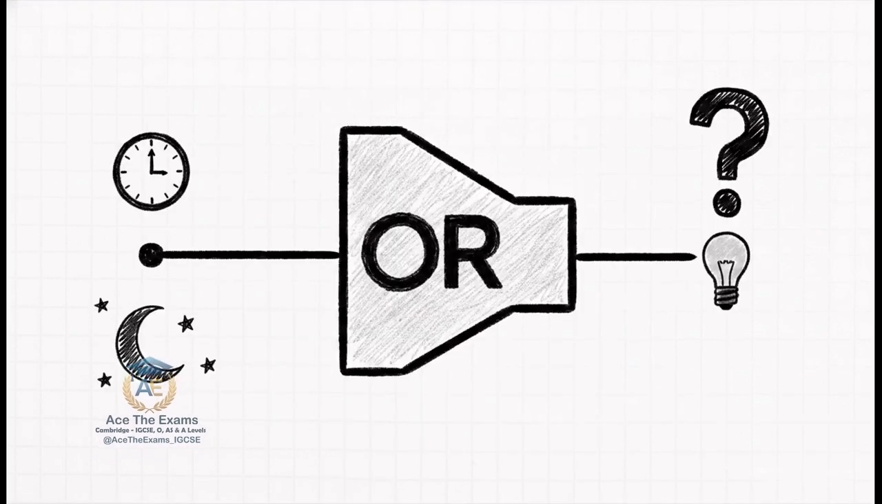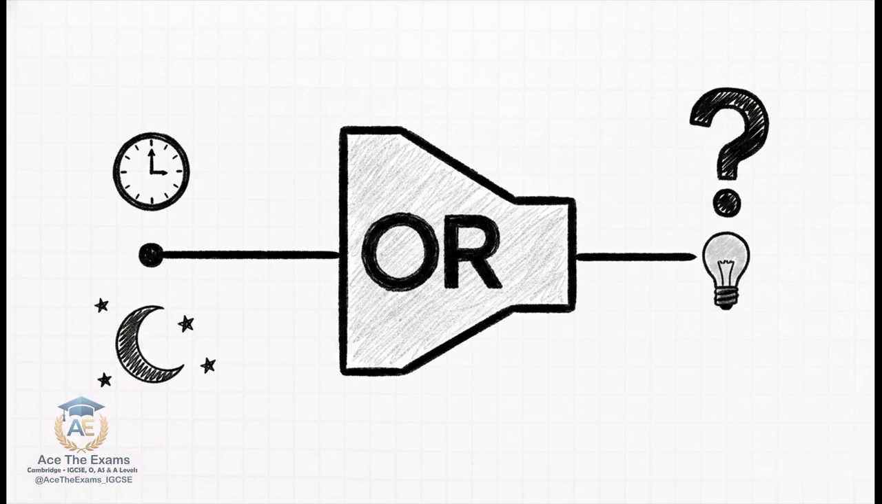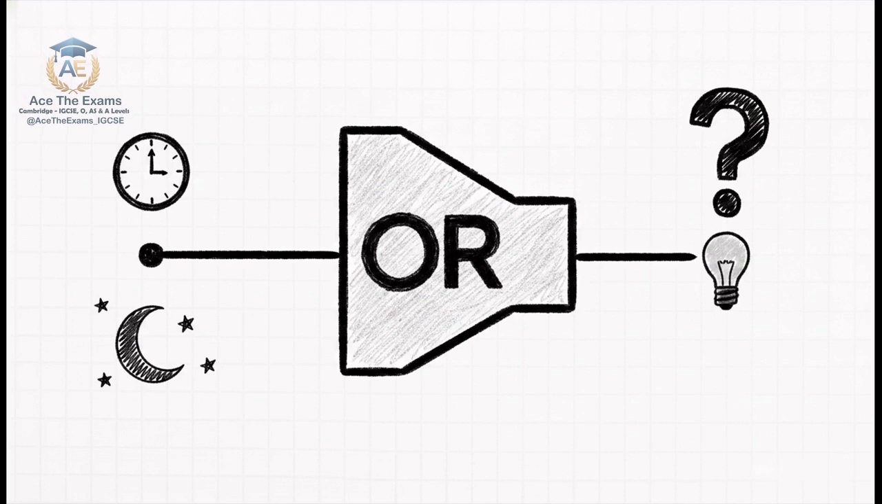All right, let's test your logic with a quick checkpoint. Imagine a security light that turns on if it's after 6 p.m., we'll call that input A, or if it is dark outside, which we'll call input B. This is a classic inclusive OR logic gate scenario, so pause and predict. Under what exact conditions will that light absolutely stay off?